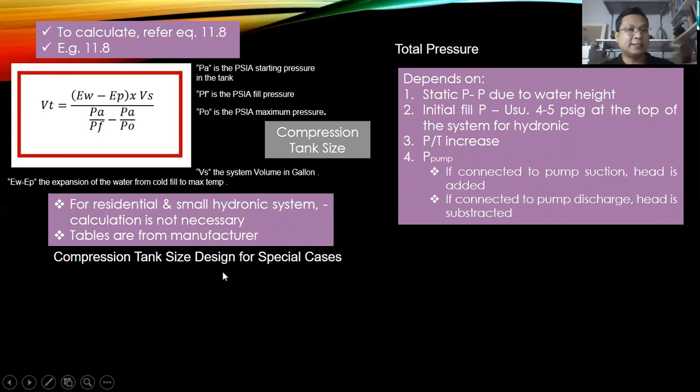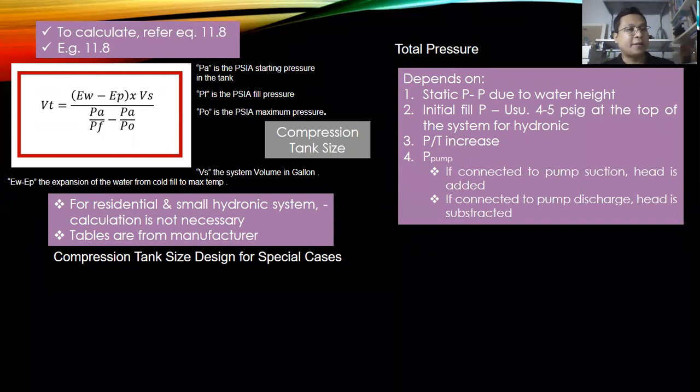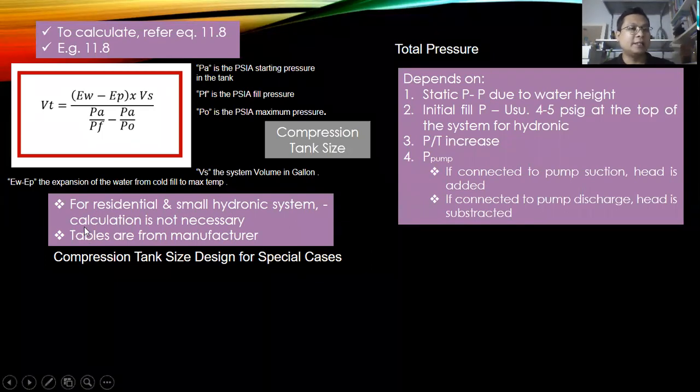For compression tank size design in the special case of a residential small hydronic system, calculation is not necessary. Okay, so maybe the pressure is not high and the risk is low. So just follow the table from the manufacturer, and we can select.